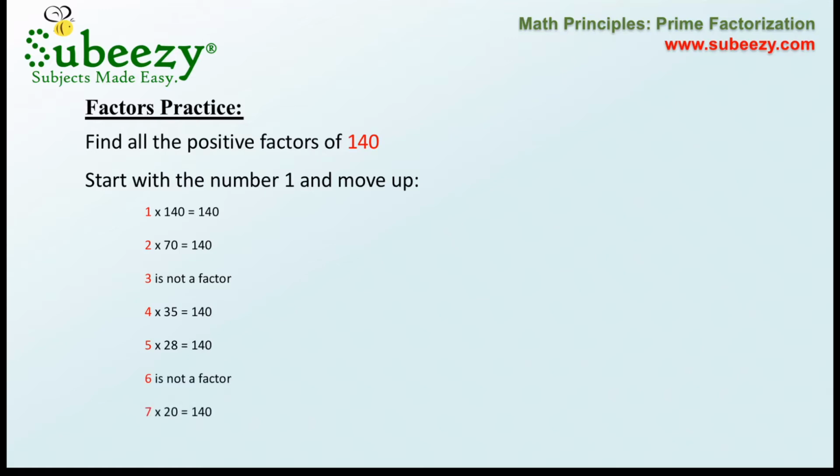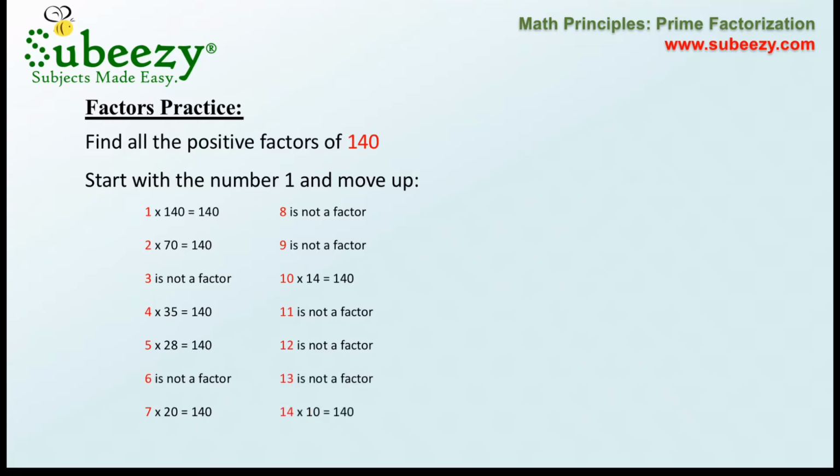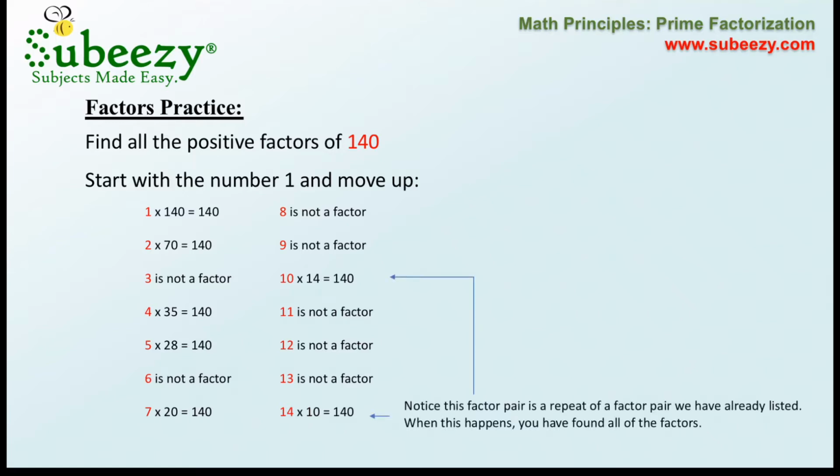7 times 20 is equal to 140. 8 is not a factor. 9 is not a factor. 10 times 14 is equal to 140. 11, 12, and 13 are not factors of 140. And 14 times 10 is equal to 140. Notice that 14 times 10 has already been mentioned. We had 10 times 14. Notice that this factor pair, 14 times 10, is a repeat of a factor pair that we have already listed. When this happens, you have found all the factors.